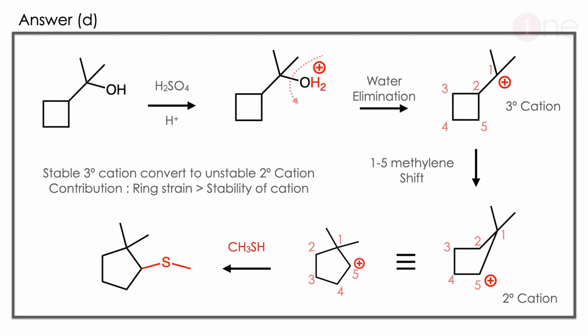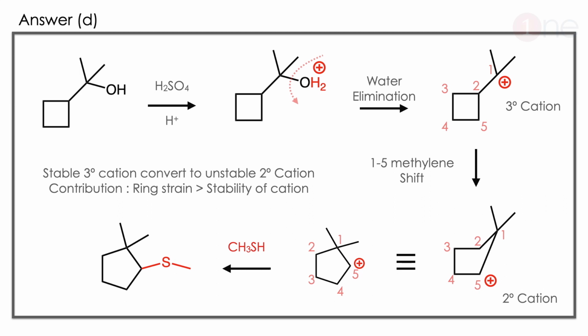The cation is a tertiary cation. But the ring strain is very high. So even though it goes to less stability, the ring will expand. So the cation is formed at the 5th position. The 5th position is a secondary cation. Even though it goes to less stability, the ring strain is relieved here. So if you write the equivalent, it will become a 5-member ring.